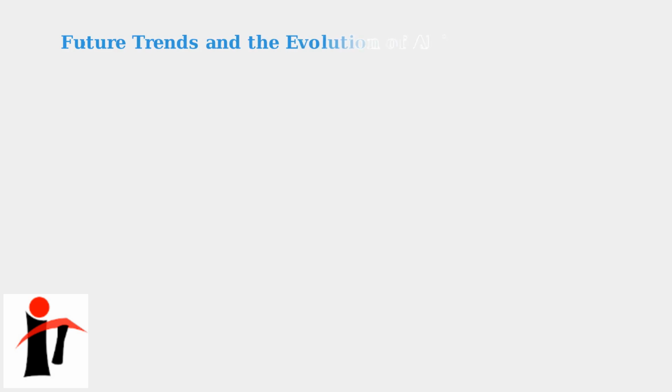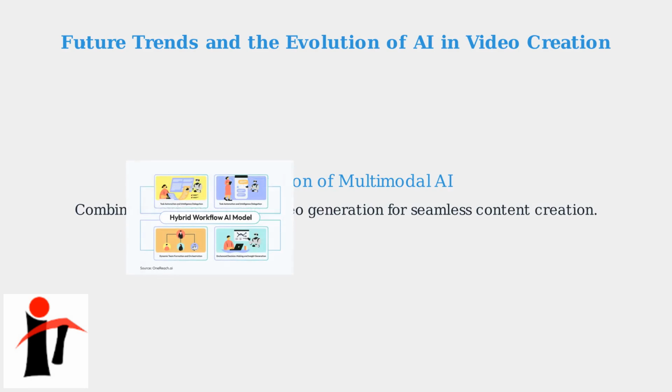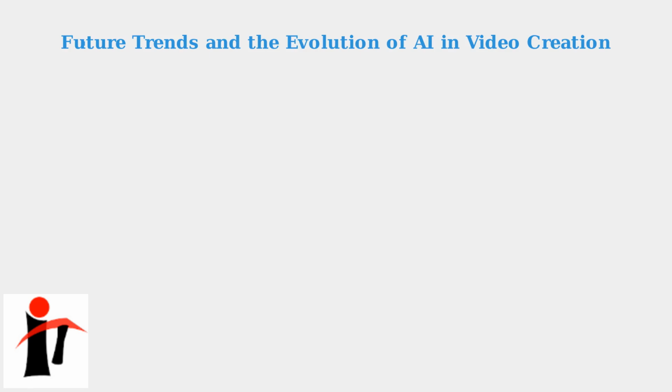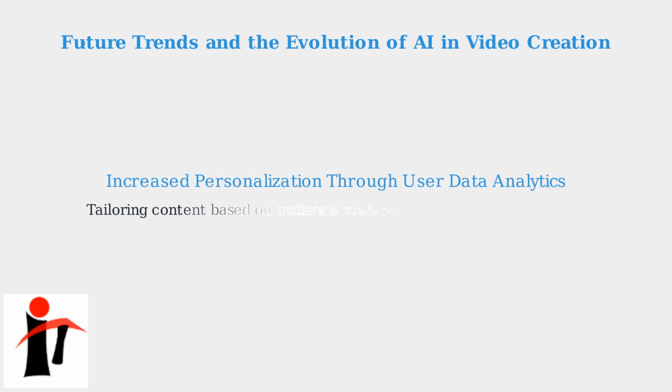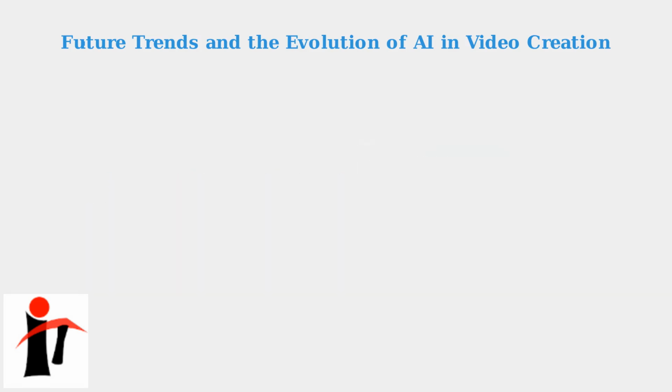The use of AI in video production is rapidly growing, transforming how content is created and distributed. One key trend is the integration of multimodal AI, which combines text, audio, and video generation to create more immersive and comprehensive content experiences. Another trend is increased personalization through user data analytics, where AI analyzes audience behavior to tailor content specifically to individual preferences and engagement patterns.